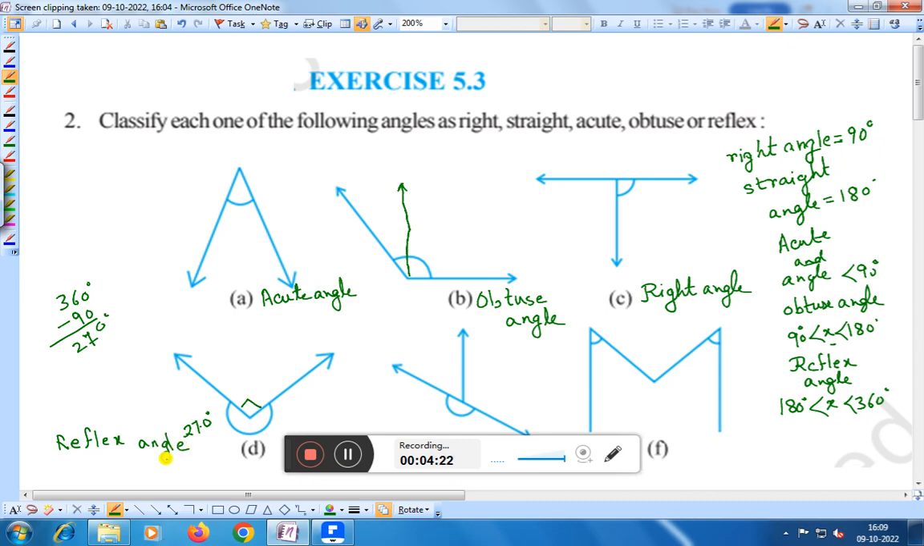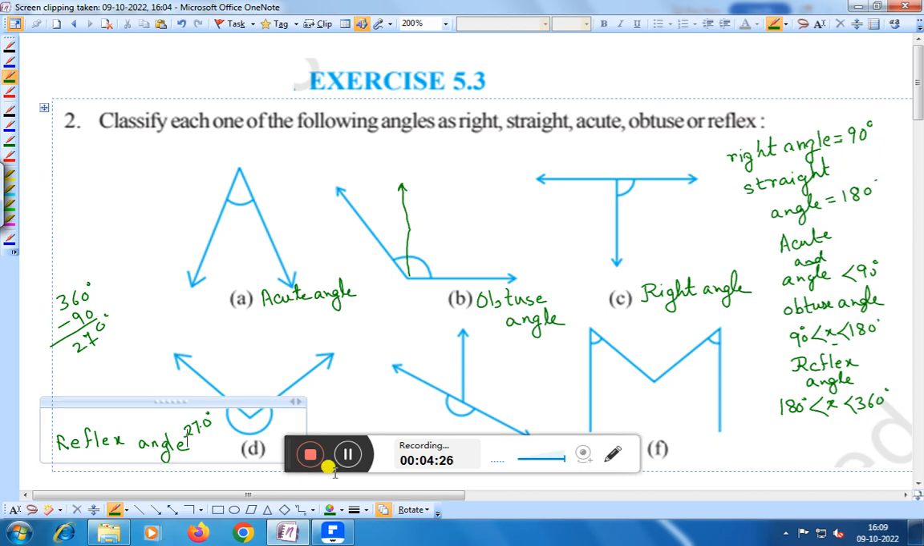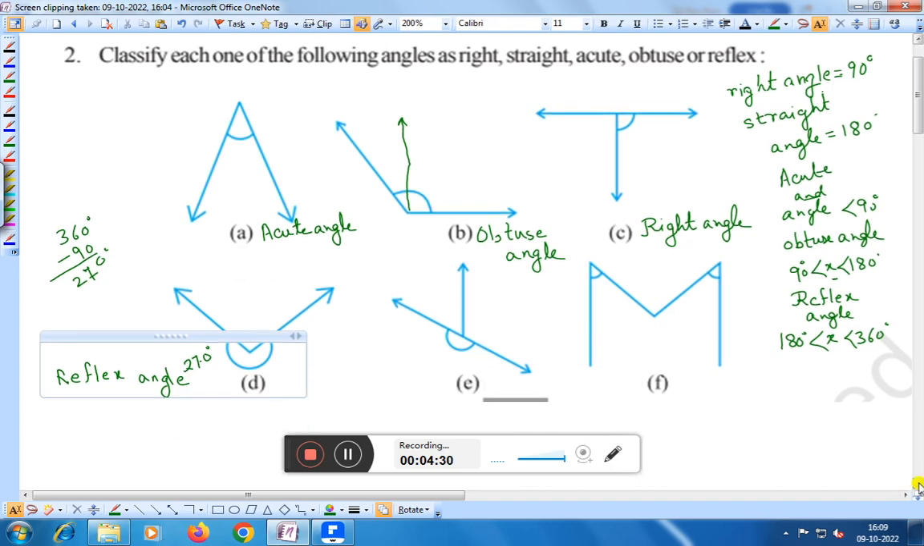This is reflex angle. And you see the next angle, angle E. Actually this angle is a straight angle or 180 degree. Therefore, you can say that this is a straight angle.